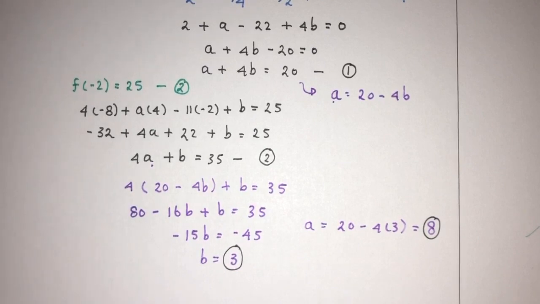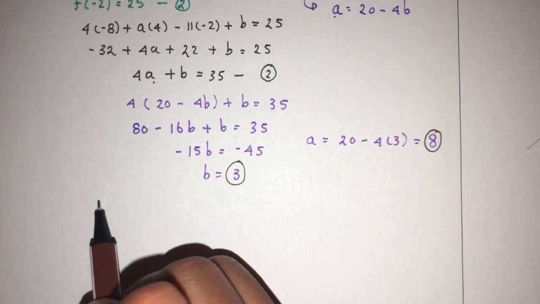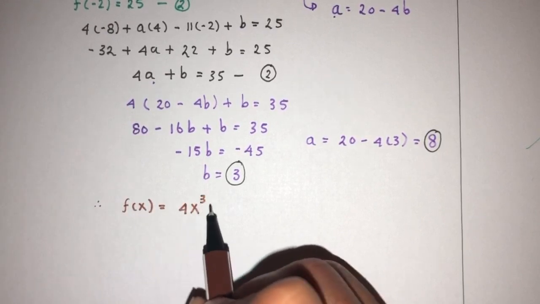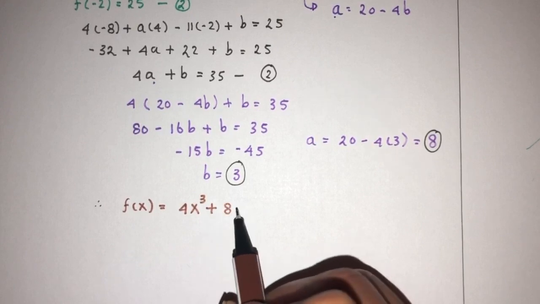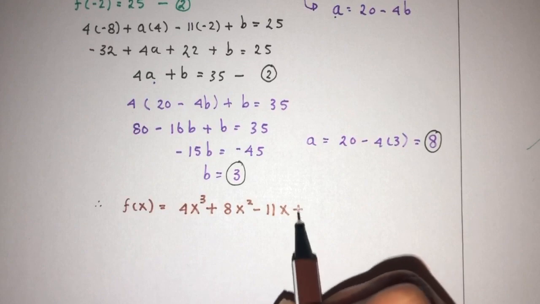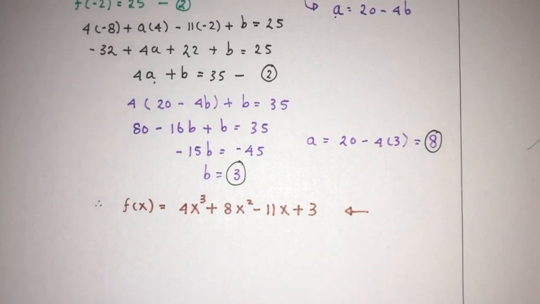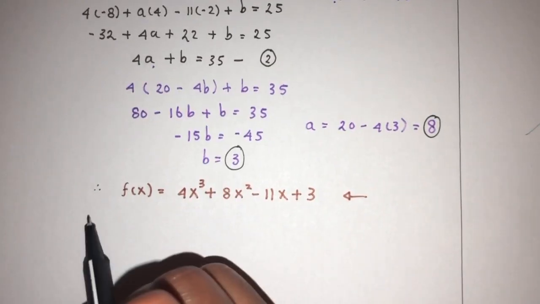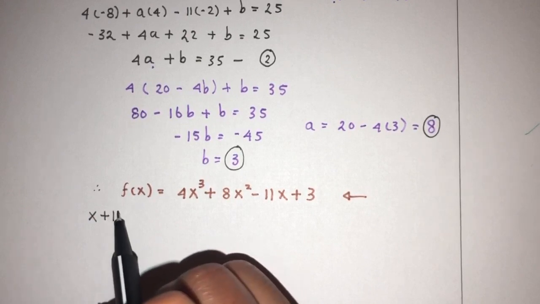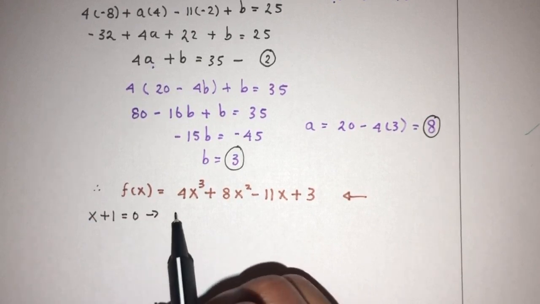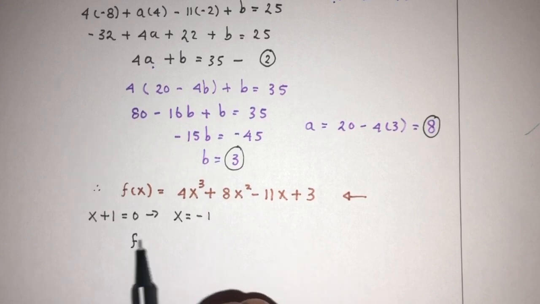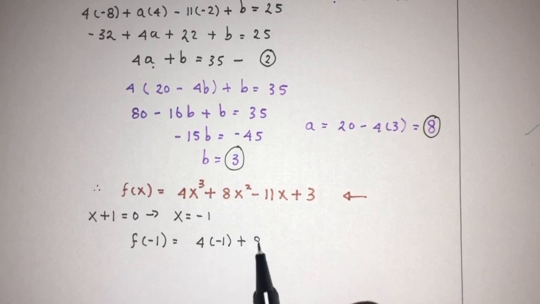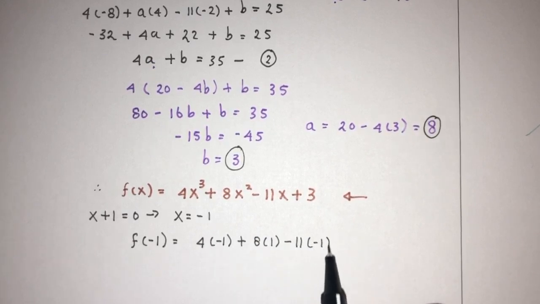So what can we conclude here is that we have found the value of f of x. From this we know that f of x has to be what? Has to be 4x cubed plus a is 8, x squared minus 11x, and then plus 3. So that's the first part of the question. Now we have to find the remainder when it is divided by this. Now pretty easy. When we divide by x plus 1, we have to equate that to 0, which means the value of x has to be minus 1. So we have to find the value of f of x when it takes the value of minus 1. So 4 times minus 1 cubed, plus 8 times 1 minus 11 times minus 1 plus 3.